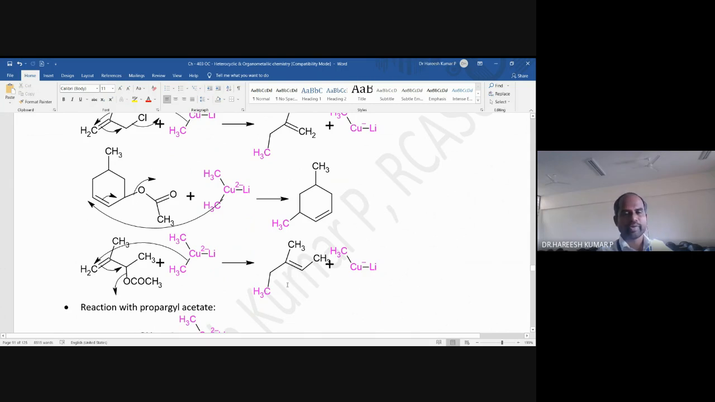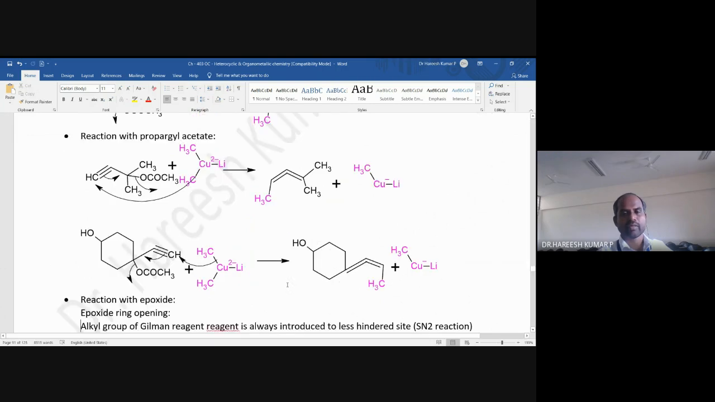I think here I am taking propargyl acetate. So this is the propargyl. Propargyl means a triple bond containing carbon. Such compounds are called propargyl compounds. And here we are taking a propargyl acetate. It's a general name: triple bond plus carbon is called the propargyl group. That triple bond carbon is attached to an acetoxy group. That is the reason it's called propargyl acetate.